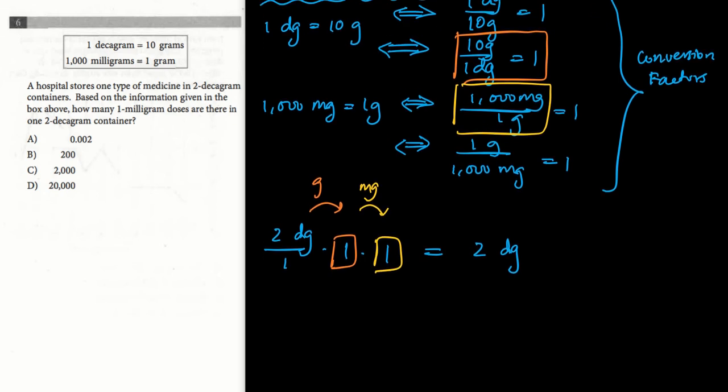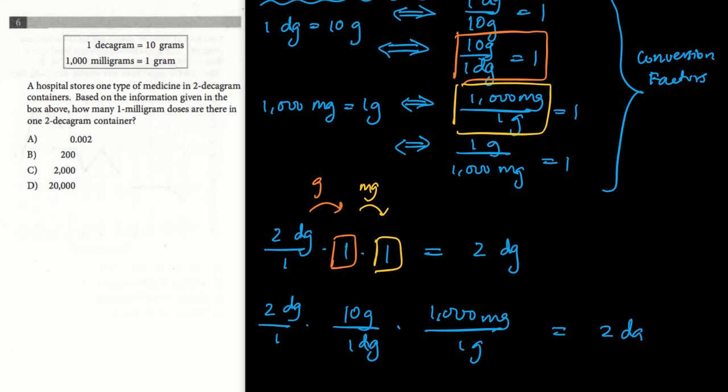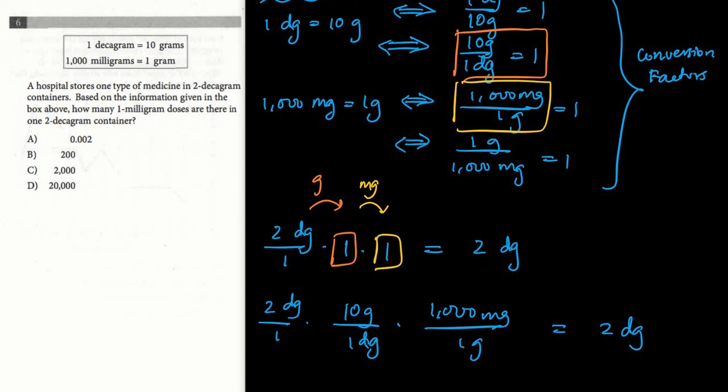Okay, so let's go ahead and actually do that multiplication and see what we get. So 2 decagrams over 1 times, we're looking at the orange box now, 10 grams over 1 decagram. And now we're looking at the yellow box, so that's going to be 1,000 milligrams over 1 gram. And we know that this is still equal to 2 decagrams, right? So I'm literally just making some substitutions in this first equation.